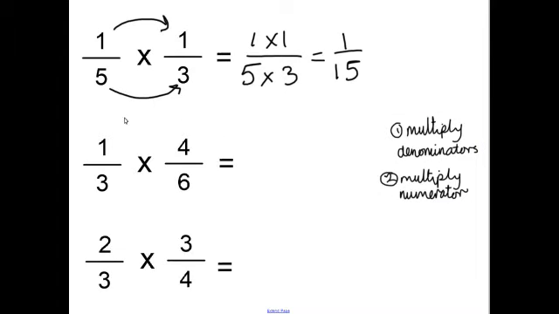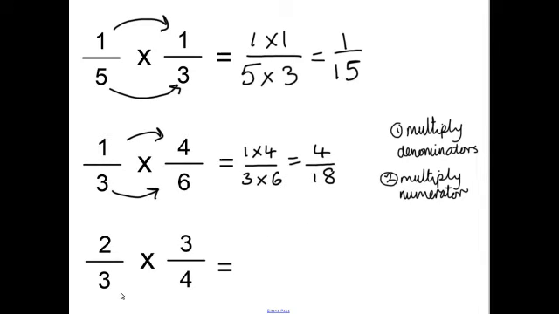Let's try that with the second one, and this time we have a numerator that's greater than 1. This doesn't matter, and you can see why that doesn't matter if you have a look at the last video on understanding multiplying fractions. So once again, let's multiply the denominators together, 3 and 6, and the numerators, 1 and 4. So 1 times 4 is 4, 3 times 6 is 18.